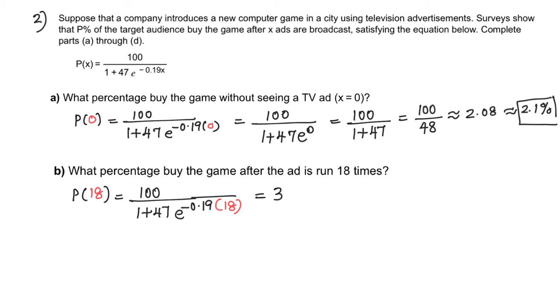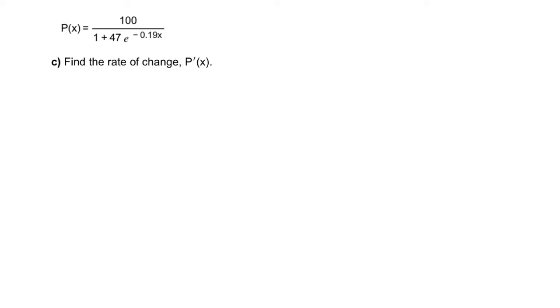I got the answer 39.4%. Part C is find the rate of change. That means find the derivative of P of x. I can rewrite this function as a constant, and this whole denominator I can move to the numerator. If you are not comfortable with dealing with negative exponents, I suggest you use the quotient rule. You will end up with the same answer.